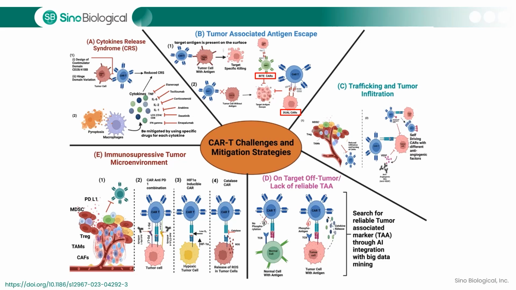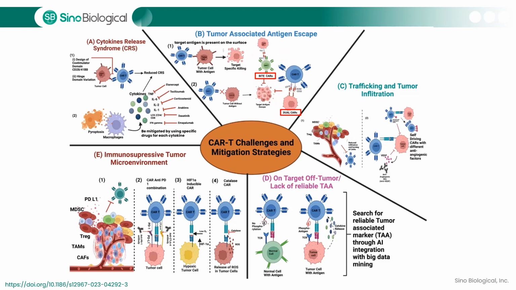To overcome this, cytokines released by the macrophages during pyroptosis can be mitigated by using specific drugs to target different cytokines, as I listed here. As we know, CAR-T cells mediate target cell apoptosis when the target antigen is present on the surface. Tumor antigen escape occurs in the absence of the surface antigen, and a potential strategy to overcome this is to use dual CARs or bicars.